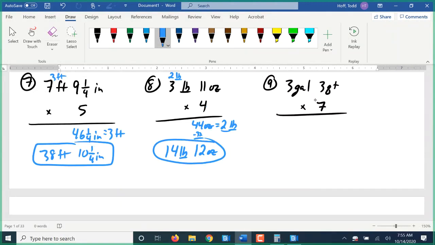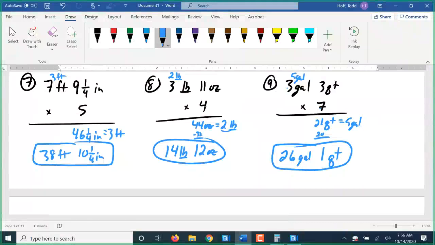Number 9, 7 times 3 quarts is 21 quarts. Well, that is 5 gallons. 5 gallons, 5 times 4 would be 20 quarts, so that means there's 1 quart left over. Carry the 5 gallons. 7 times 3 is 21, plus 5 is 26 gallons. So that's 26 gallons and 1 quart. Any questions there?